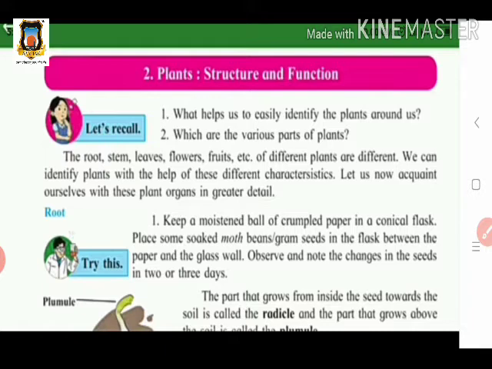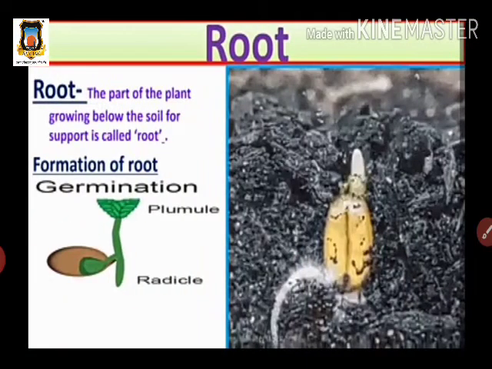What do we have to do? We have to take a moist ball of crumpled paper in a conical flask. It means you have to take a paper which is moist, soaked in water. In such paper you have to keep some beans or gram seeds, between the paper and the glass wall of the flask. Okay, so after 2 or 3 days you should observe what changes take place in that seed or gram. Here we see the changes by showing these images.